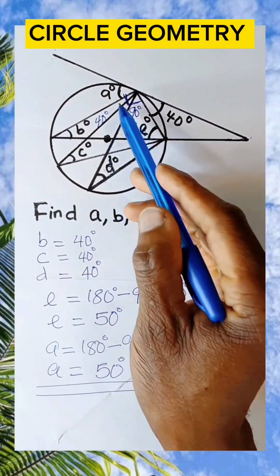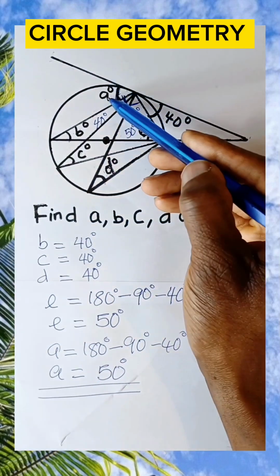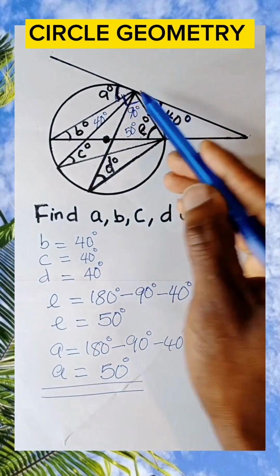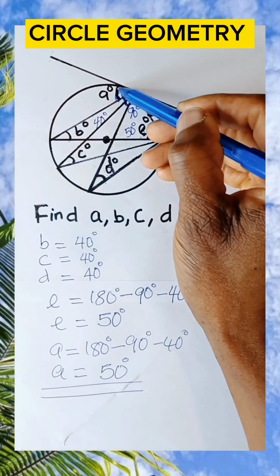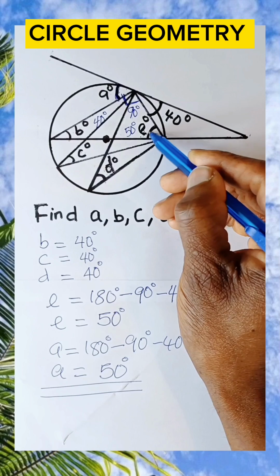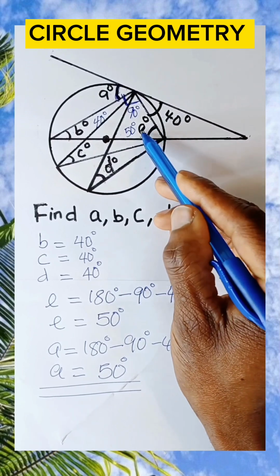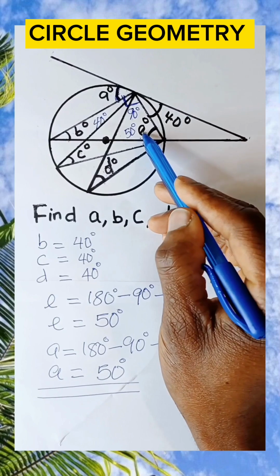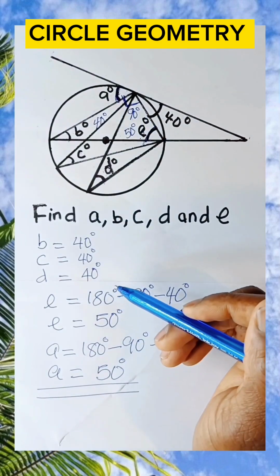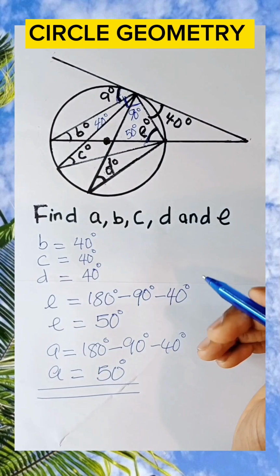Alternatively, you can use the alternate segment theorem. This is the angle between the tangent line and the chord. This angle is equal to the angle in the opposite segment. We calculated angle E as 50 degrees. So angle E is equal to angle A. So A is 50 degrees.